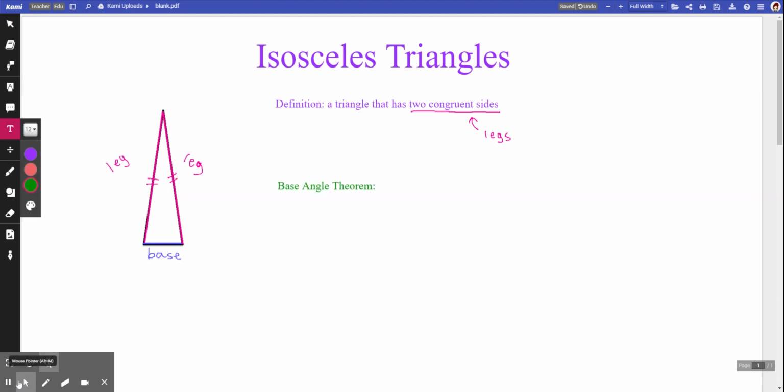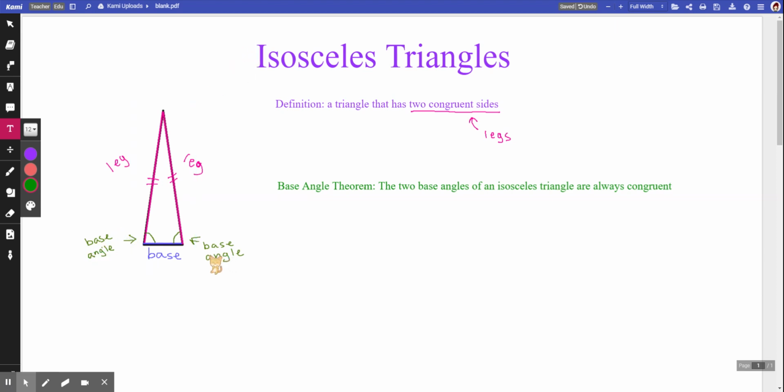Now there's something called the base angle theorem. The base angle theorem says that the two base angles are always congruent. So that's these two angles here, the two angles on each end of the base. So the base connects the two base angles. So these two angles are congruent, and the whole isosceles triangle has linear symmetry.